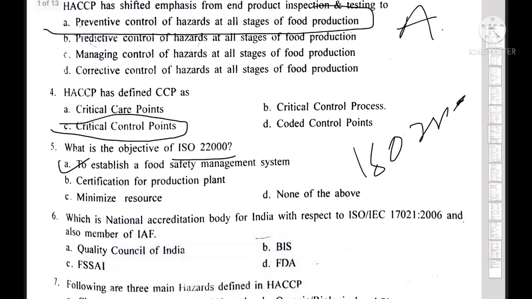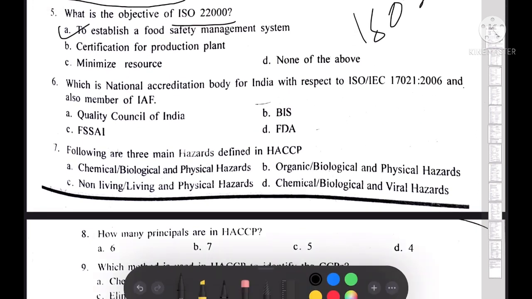Option A is correct. Next, which is the national accreditation body for India with respect to ISO IEC 17021 2006 and also a member of IAF? The options are: Quality Council of India, BIS, which means Bureau of Indian Standards, FSSAI, or FDA. The correct answer is Quality Council of India. This is the national accreditation body for India with respect to ISO IEC.